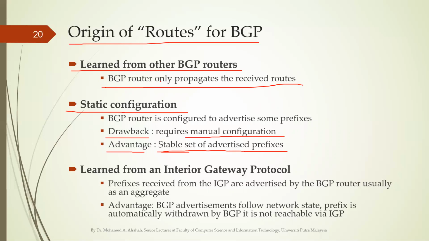But the dynamic routes can be automatically changed. The other type is the routes learned from the interior gateway protocol, like RIP or OSPF. So here we can see prefixes received from the iBGP are advertised by the BGP router, usually as an aggregate. Advantage: BGP advertisements follow network state. The prefix is automatically withdrawn by BGP if it's not reachable via IGP.